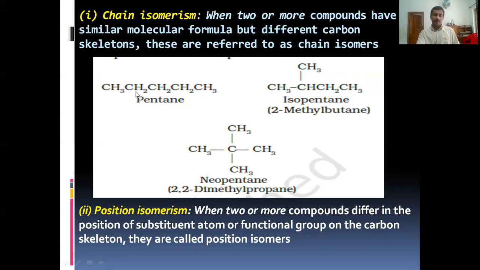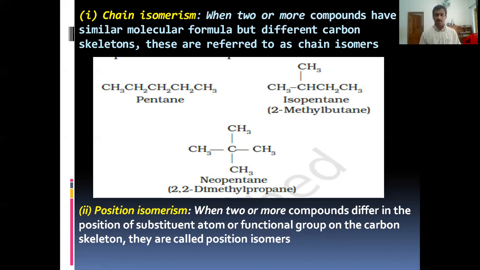But if you check the molecular formula of these compounds, you can see all of them have the same molecular formula, and that is C5H12. So it is chain isomerism. You can identify or write examples for many other chain isomers.